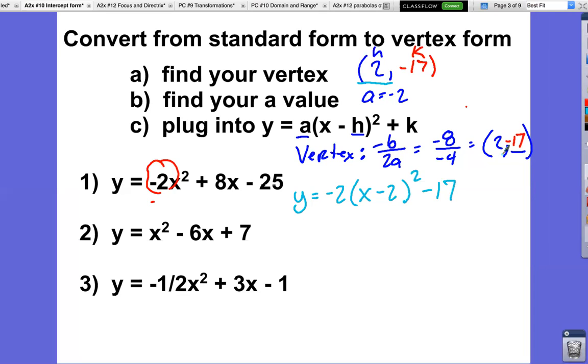Take a second and do number 2. And by a second, you should be able to do number 2 in about 30 seconds. So find your vertex, and then write it out. Go.